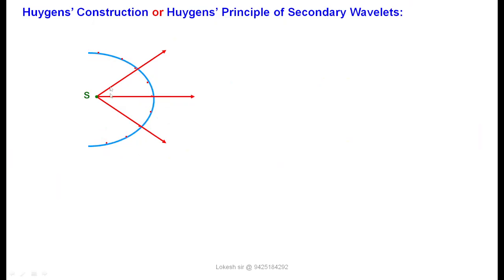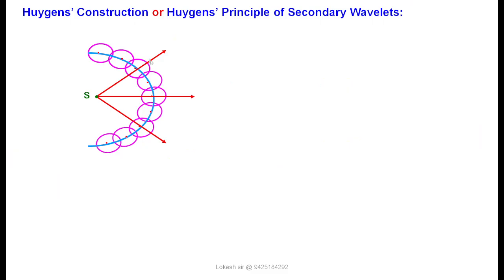If you join these outer envelopes, you have a primary wavefront. So the blue one here is the primary wavefront. Clear or not? Now the pink dots, what are they? They are fresh sources of vibrations. Yes or no? So they transmit their own vibration like this. They will prepare their own vibration and create their own wavelets.